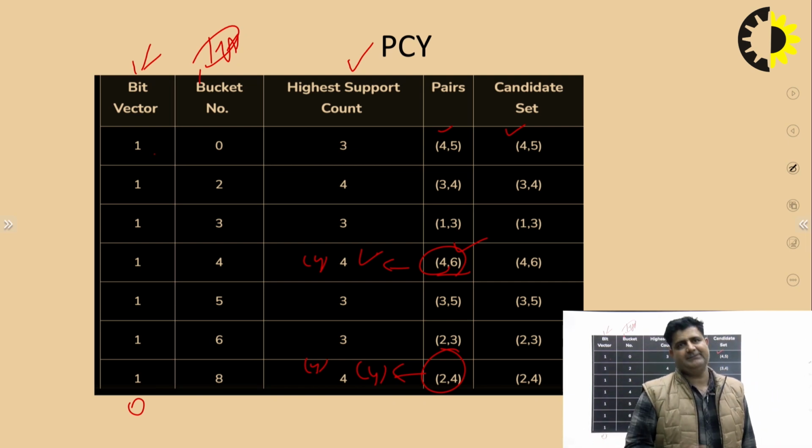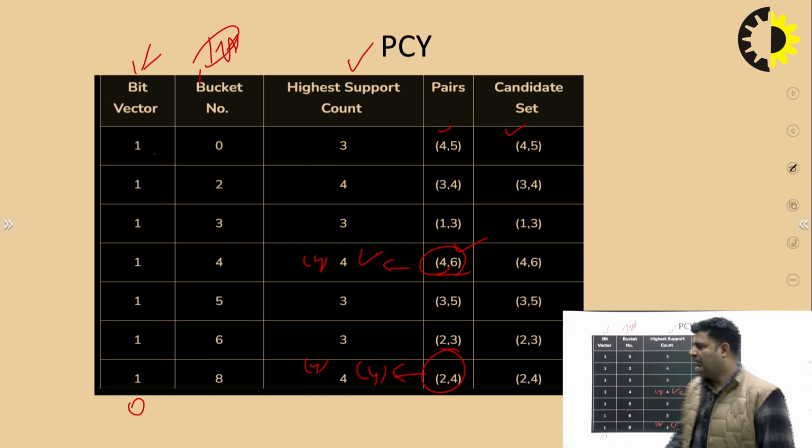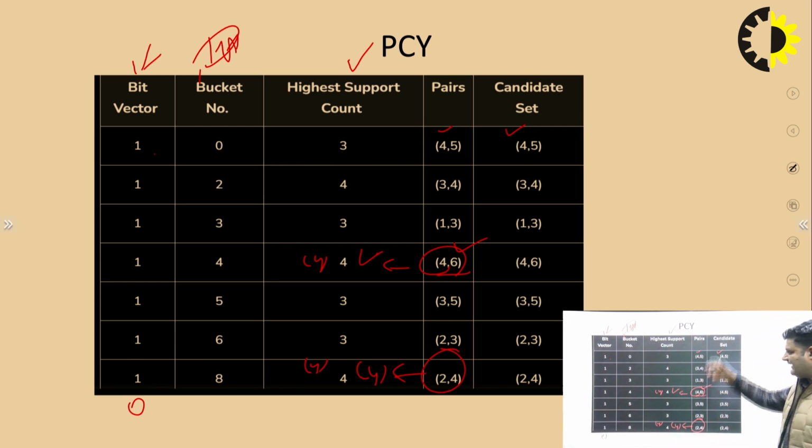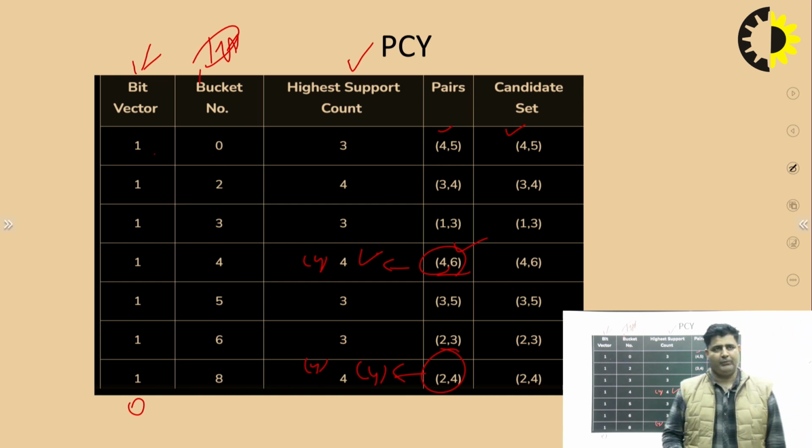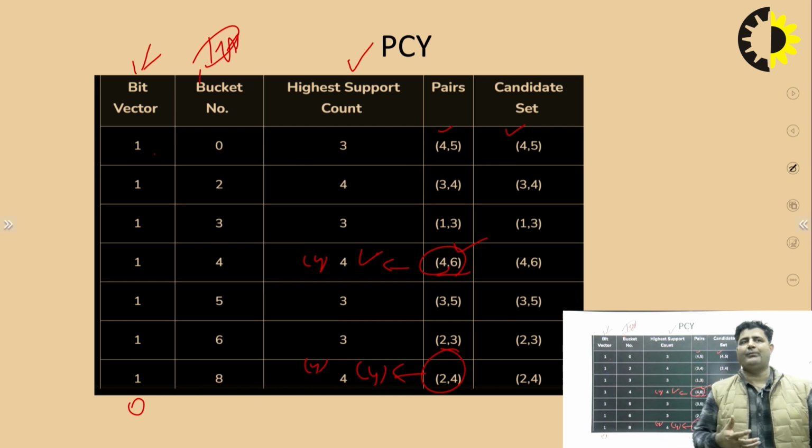So with the help of PCY we easily find out which pair has the maximum count and is frequently used by the customers. This is the main advantage of the PCY algorithm. I hope you understand this problem. We will give the summary of this algorithm again.